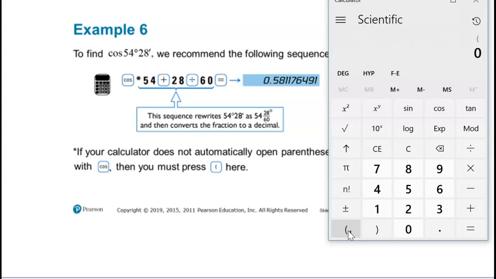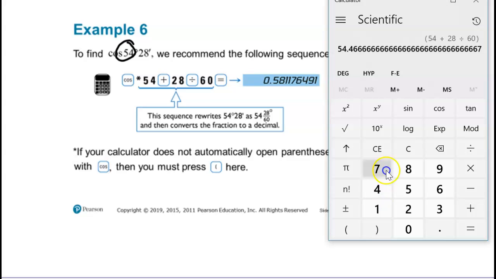So I need to put in parentheses 54, which are degrees, and then 28 minutes. We're going to add 28 and then divide that by 60, because we know that there are 60 minutes in a degree, so it's 28 out of 60. And so that's 54 degrees, 28 out of 60 minutes. And I come up with this number right here.